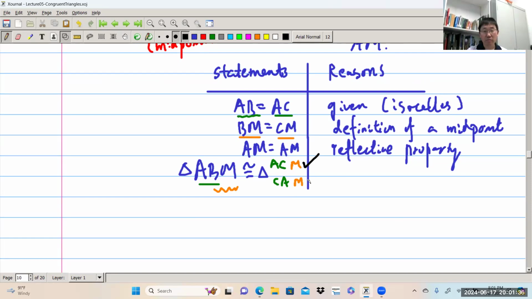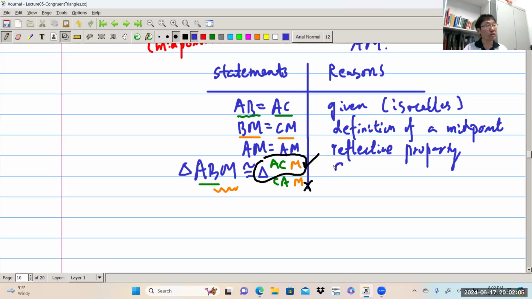So this one is correct, this one is wrong. So the right way to write down this triangle is ACM. And you can check: AB corresponds to AC, BM to CM, and finally AM to AM. See that, right? So all three corresponding sides of one triangle are congruent to the corresponding sides of the other triangle. And what's the reason for this congruence? You can write down what?